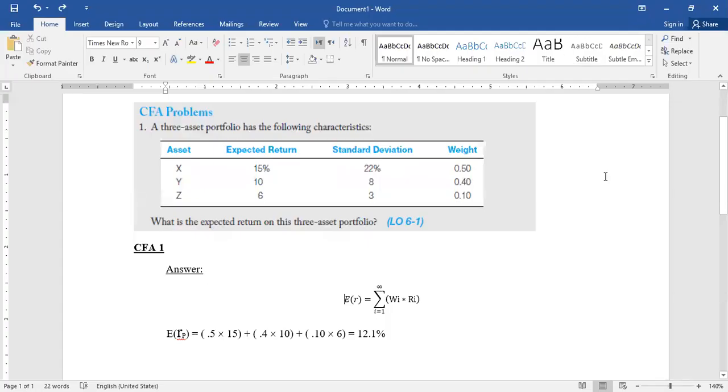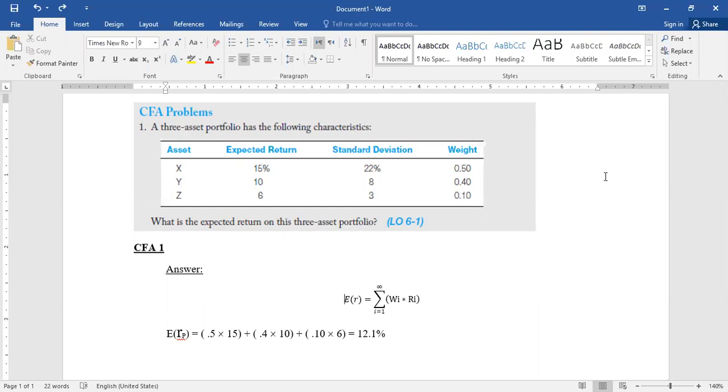Good morning, everyone. Today we're going to be solving CFA problem 1 of your book. This is chapter 6, page 186. So we have a 3-asset portfolio that has the following characteristics. We have a portfolio made up of asset X, asset Y, and asset Z.